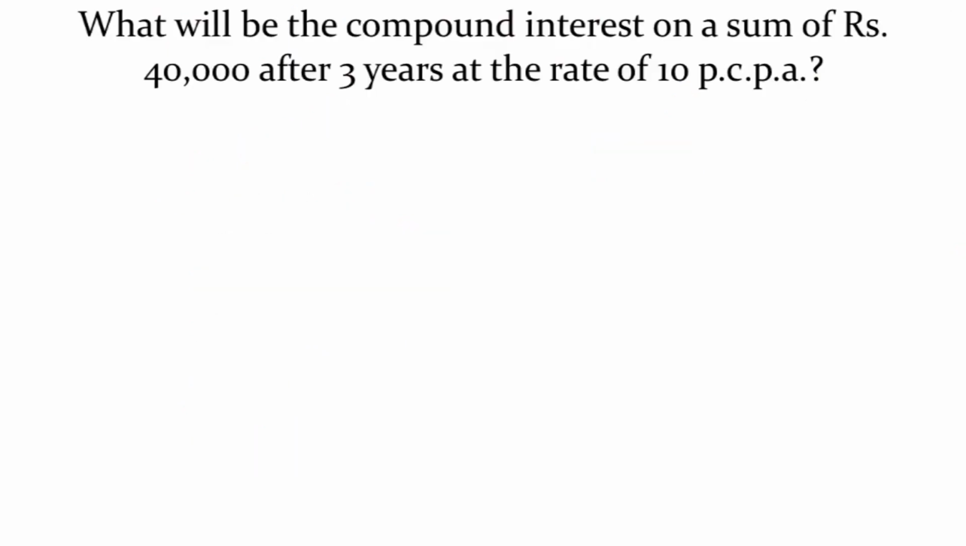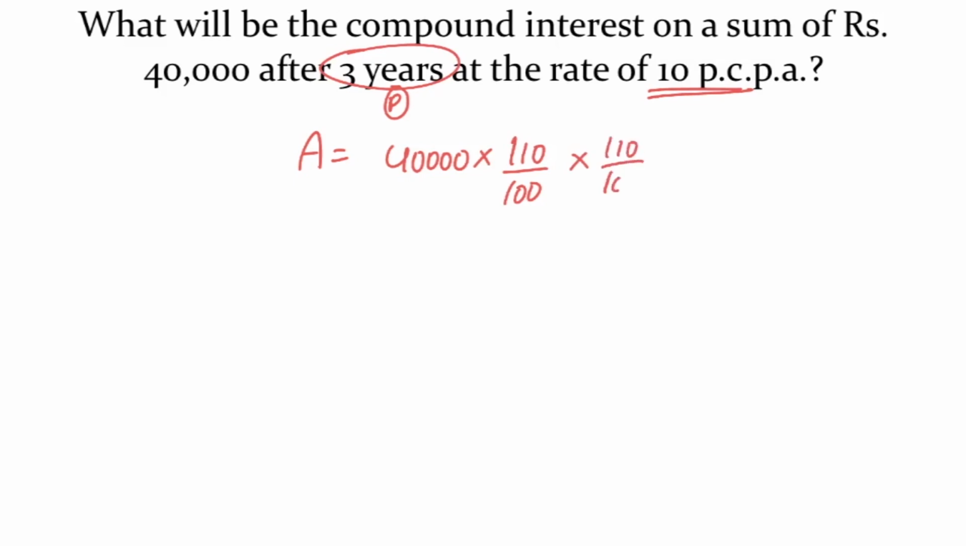What will be the compound interest on a sum of 40,000 rupees after 3 years at the rate of 10% per annum? Compound interest is required. First find amount. Amount is P into, that is 40,000 multiplied by 10% per annum, 110 by 100, but duration is 3 years, multiply 3 times. 110 by 100, 110 by 100.